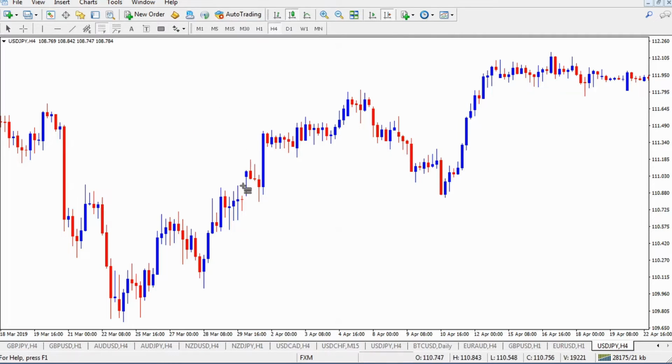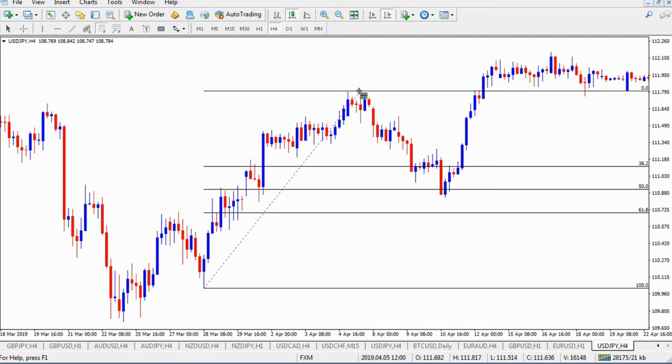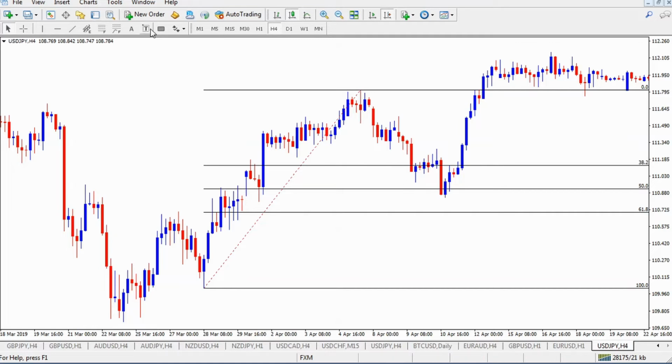So I'll add my Fibonacci tool. I'll start from the bottom of the move, go to the top of the move, and then here we're seeing that the price gets into that Fibonacci window. I'll mark this off again just so we can see. Now that the price is inside the window, it hasn't punctured below. It hasn't closed out below. It is inside the window.